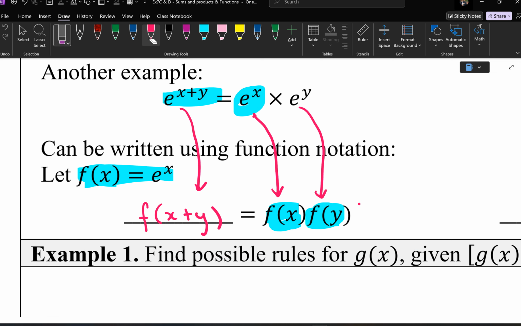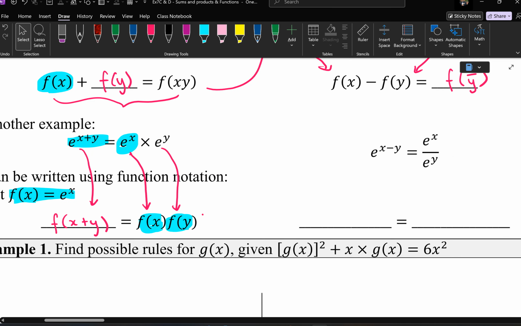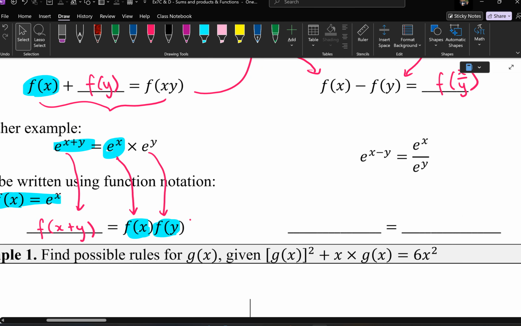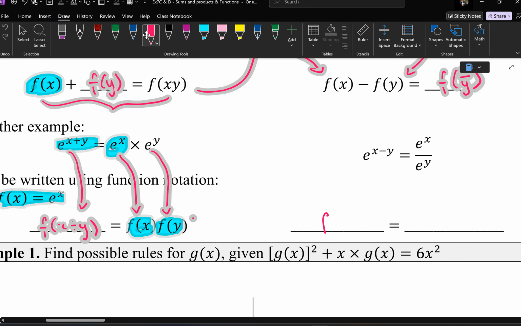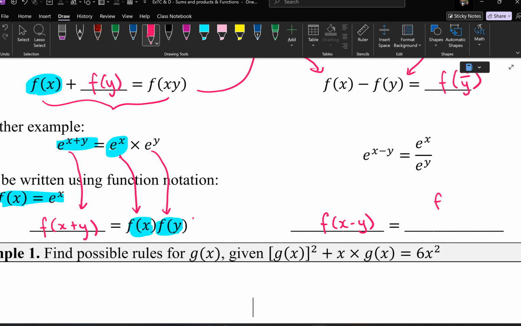Yeah? So let's do an example. Oh, sorry, I haven't done this one. So let's just fill this one in. Oh, you guys can fill this one in. I left it blank for both sides because I wanted you to do it. Let's go. Alex. What would this be? Let f of x minus y. Beautiful. Is equal to? F of x over y.